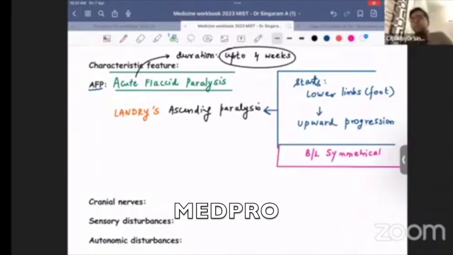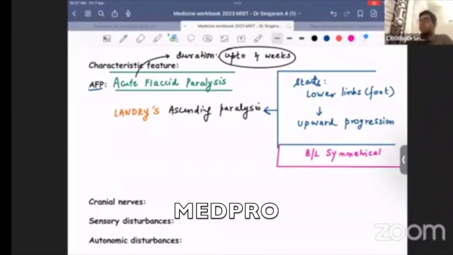Now, does any of you know any other condition where you also get ascending paralysis, paralysis starting from the lower part and going upward? That is also an acute paralysis. The clue is it is one of the infections, and that infection has now been eliminated in our country. India was declared free of that particular infection a few years back. What is that? I think all of you must know about this. It is poliomyelitis.